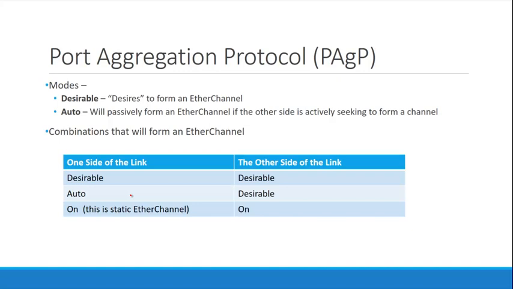If I statically configure it, so this isn't using my PAgP protocol at all, and I set one side to on and the other side to mode on, that's how you can tell it's a static EtherChannel. It's on and on. They will form an EtherChannel. Any other combinations will not work. So I can't mix static with dynamic, so I can't do desirable and on. I can't do auto and on. I can configure auto and auto, but we will not form an EtherChannel. So these are the only combinations that are going to form an EtherChannel.